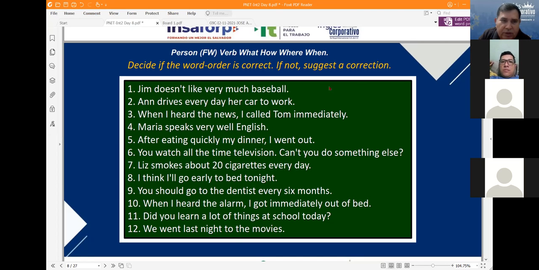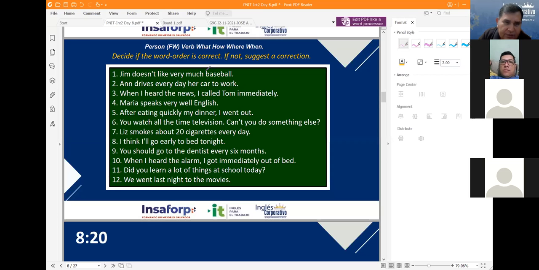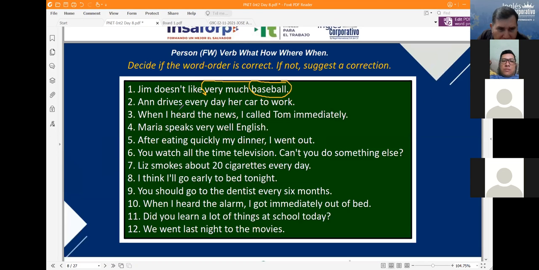So what we do is this. Well, you can do it the way you prefer, but I'm going to move baseball here. Jim doesn't like baseball very much. Sentence number two. Change the order, because remember that we're working on word order. So what's number two?